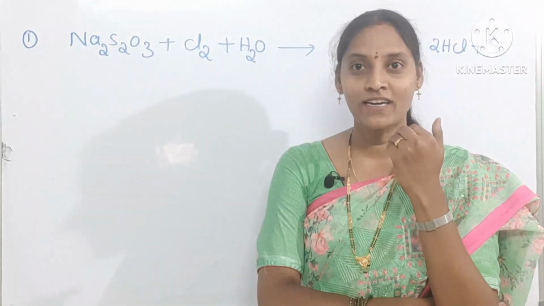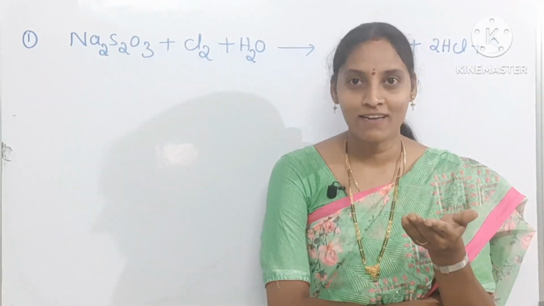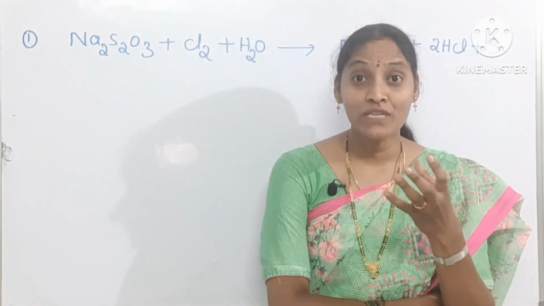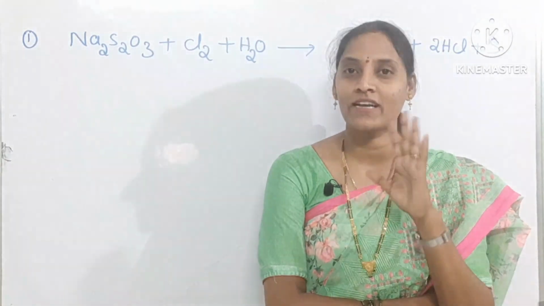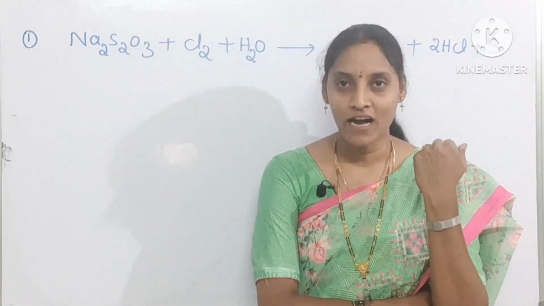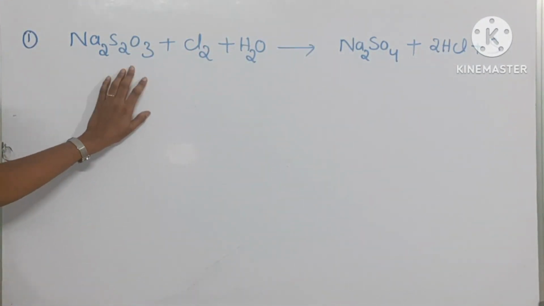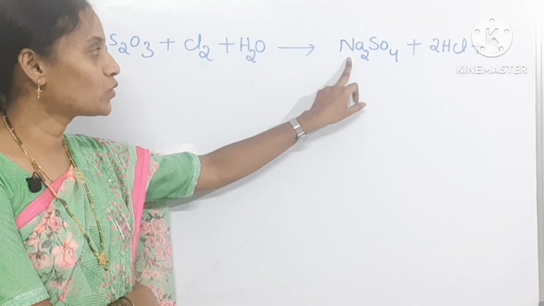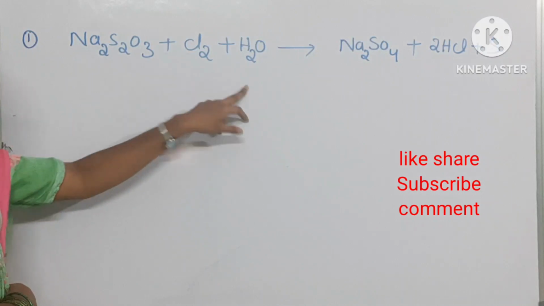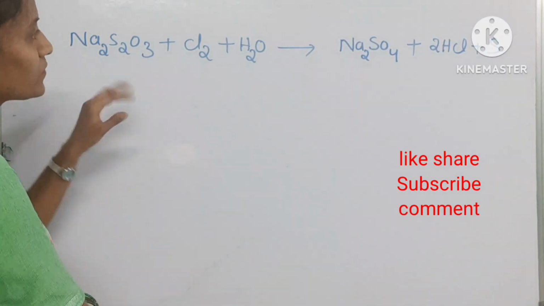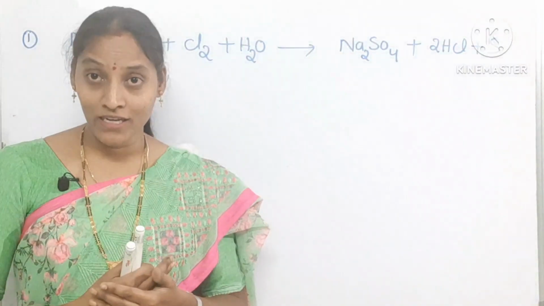What is anti-chlor? If already bleached fabrics are there, and any extra chlorine is present in those bleached fabrics, we remove that extra chlorine by using this hypo. So sodium thiosulfate, hypo, reacts with chlorine, and you get sodium sulfate, hydrochloric acid, and solid sulfur also. See, it is balanced: there are 4 oxygens, 2 sulfur atoms, 2 sodium atoms, 2 chlorines and 2 hydrogens. This reaction is used as an anti-chlor.